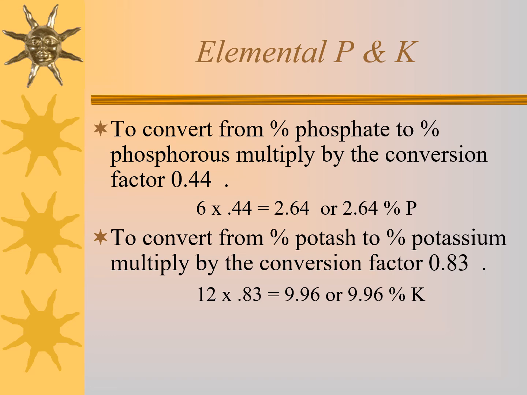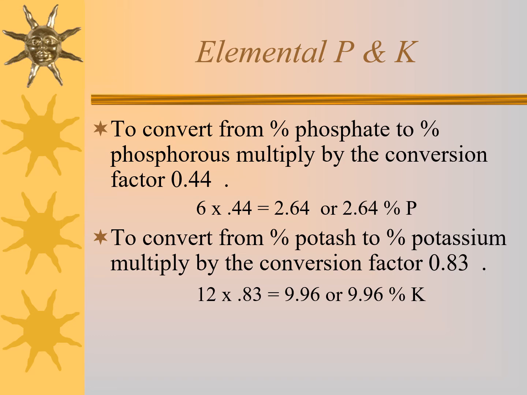And we can do the same with potash. We can convert percent potash to percent potassium by using the conversion factor 0.83. So I know by looking at my analysis that the fertilizer contained 12% potash. If I multiply that by 0.83, I can determine that the fertilizer contains 9.96% of elemental potassium. If you wanted, you could rewrite the analysis of this 19-6-12 fertilizer as follows.